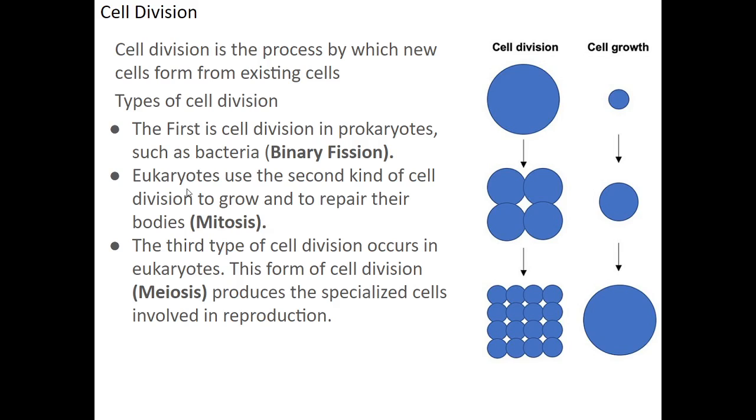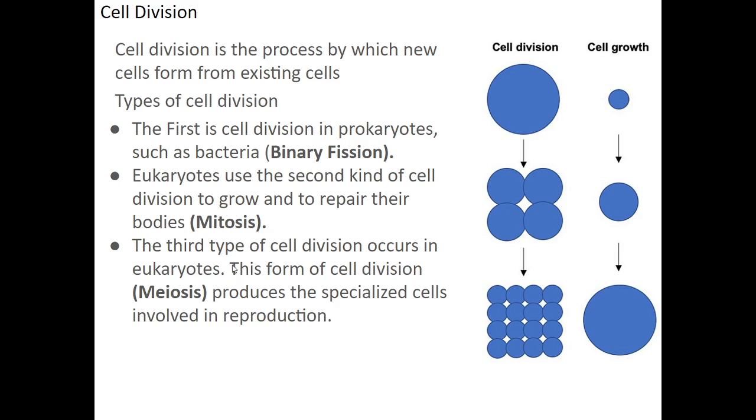But then eukaryotic division is a little bit more difficult, because it's got a lot more stuff inside. Remember, it's a more complex cell. And so it's got a lot more stuff inside, especially the nucleus. And the nucleus dividing is one of the most important things that happens during the division of a eukaryotic cell.